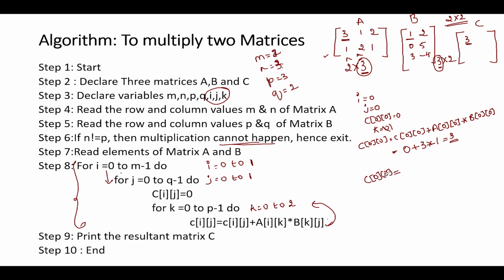So C of 0 comma 0 is equal to C of 0 comma 0 itself, which is 3 in this case, plus A of i comma k. Now what is A of i comma k? i is 0, but the k value, as you remember, we have changed it to 1, into B of k comma j. k value is 1 and j value is still 0. Okay, let us see what is going to happen. C plus A of 0 comma 1. What is the meaning of that? 0th row and first value, which is nothing but 1, into B of 1 comma 0, which means first row 0th element, which is 0.